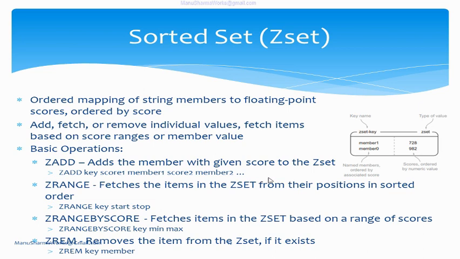And in order to remove a member from the sorted set, you can use ZREM key member. It will remove this item. Again, if you want to delete the entire key itself, then use the DEL key command that I have explained in the string slide.